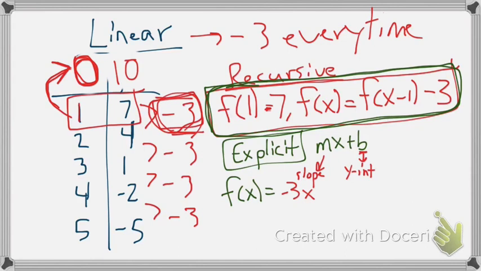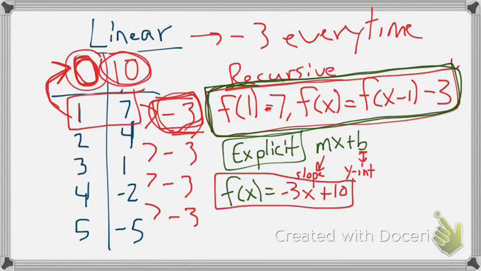Okay, so that number 10, the number that's across from the 0, that's the y-intercept. And that's how we make the explicit equation. So the -3 came from the pattern, and this came from the y that matched with the 0x. In other words, this 10 is what comes out when you plug in 0.